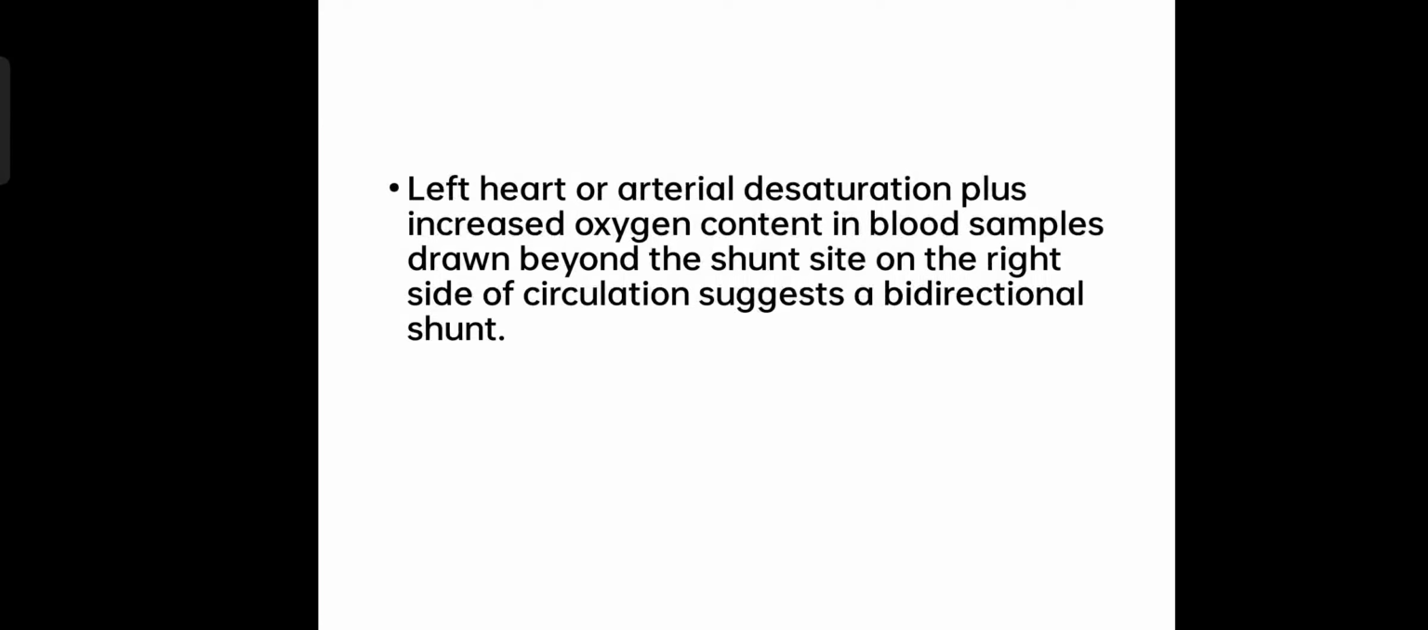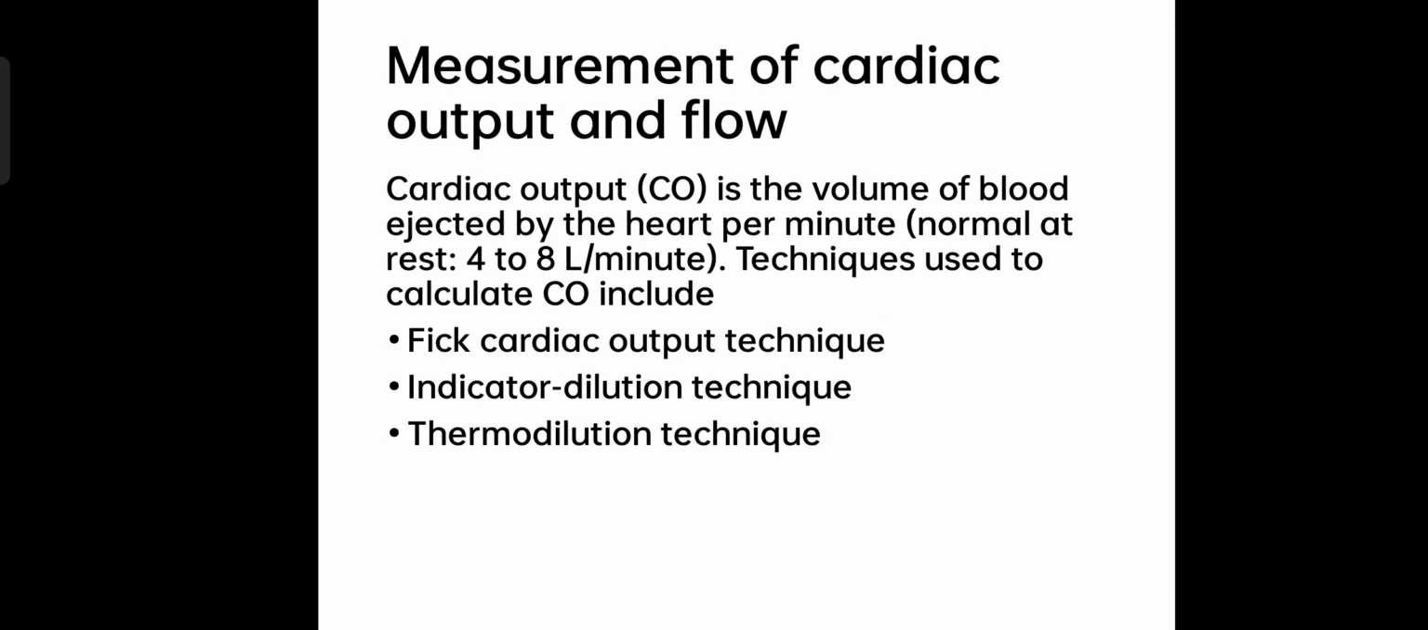Left heart or atrial desaturation plus increased oxygen content in a blood sample drawn beyond the shunt site on the right side of the circulation suggests a bidirectional shunt. Measurement of cardiac output and flow.